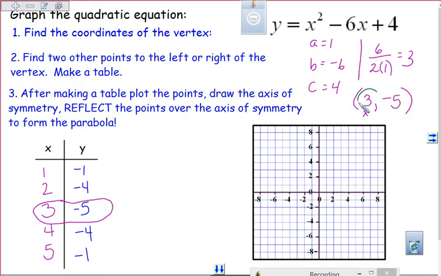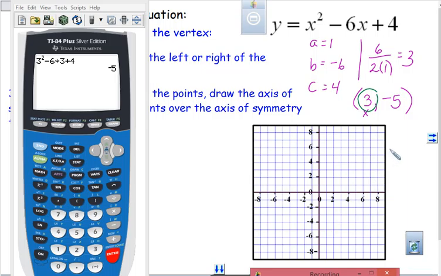So what we're going to do is we're going to take that 3 and plug it into our function. So what I could do is plug it into my graphing calculator, and because this 3 is positive, I don't have to use parentheses. So I get 3 squared minus 6 times 3 plus 4, and it spits out a negative 5. So that's the other half of our vertex.